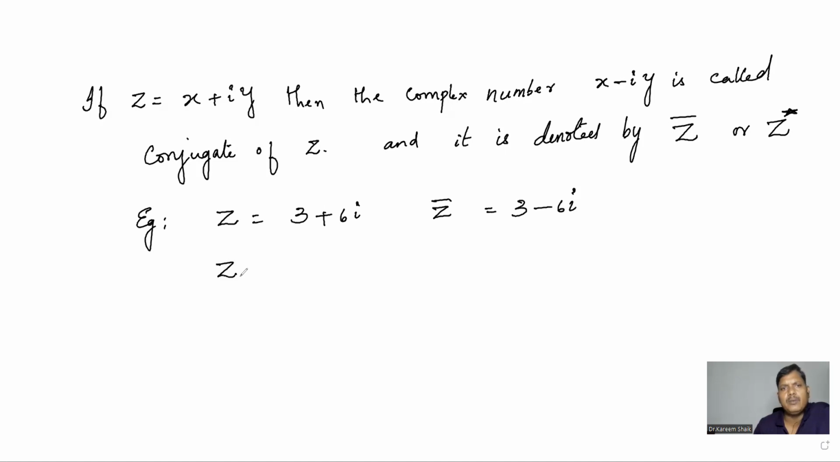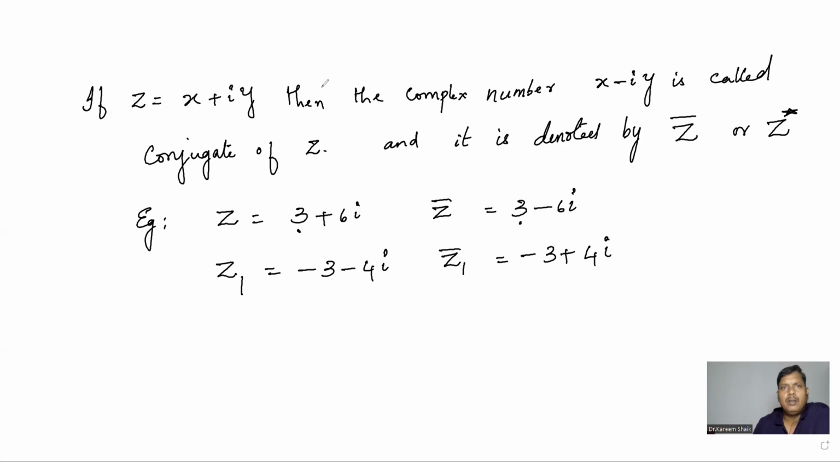For example, if z1 equals minus 3 minus 4 iota, then z1 bar equals minus 3 plus 4 iota. From this example, you can see that we are leaving the real part as it is. Observe here the real part is 3, and here also the real part is 3. But the imaginary part here is plus 6, and here it is negative 6. That means if you change the sign of the imaginary part of a given complex number, then you will get the conjugate of that complex number.